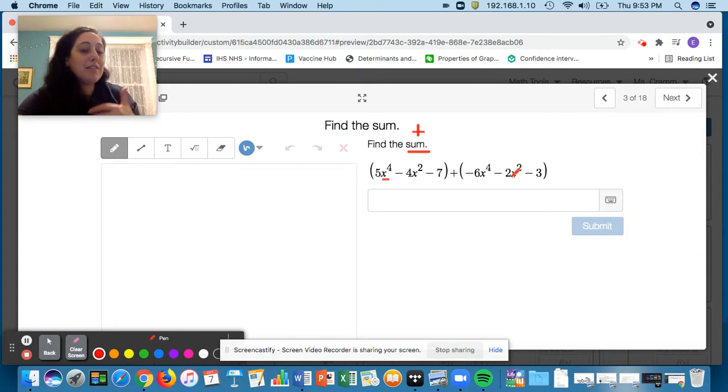So not only does the variable need to match, but the exponent also needs to match. So 5x to the fourth could be added or subtracted to another x to the fourth, right? All right, so I'm just going to pair those like terms up and do the operation in the middle. So I'm going to say 4x squared plus negative 6x.